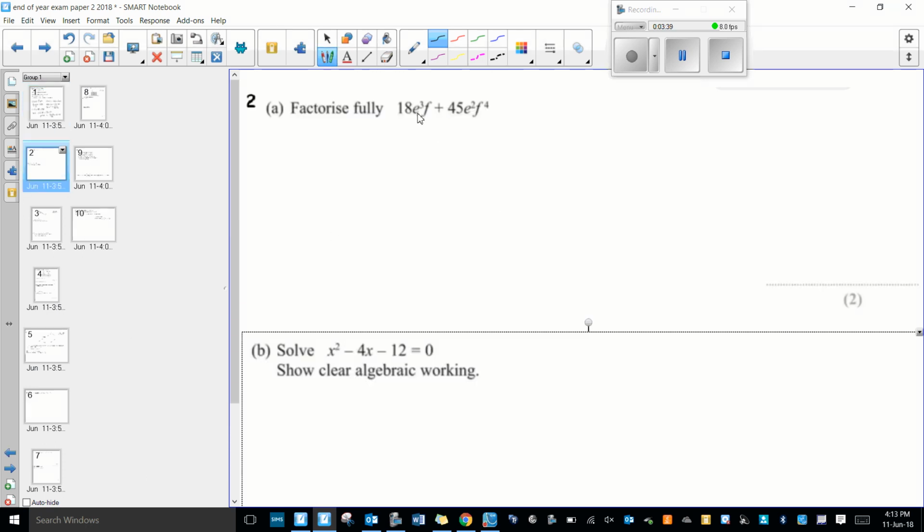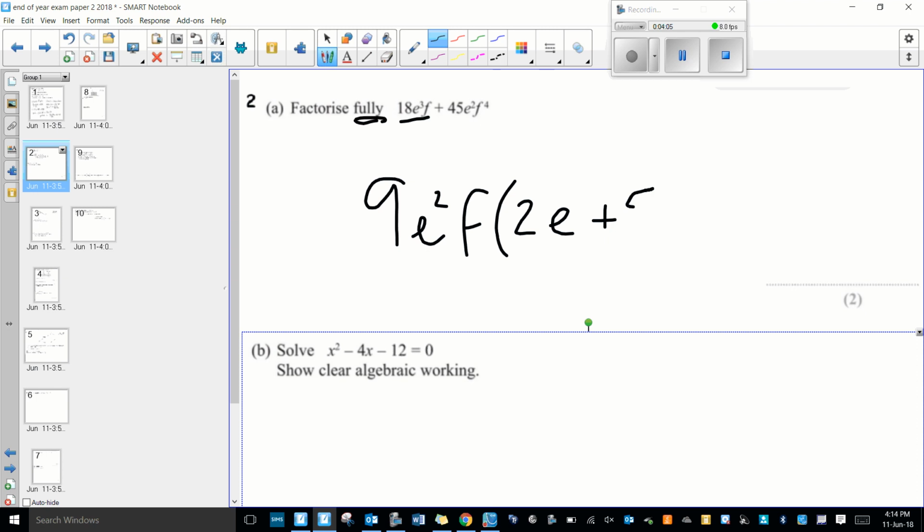All right, factorize fully. Okay, the important thing here is fully, so we're looking to see the biggest number that goes into both 18 and 45, and that would be 9. We need to know the biggest number of e's, so that would be e squared, and f is the maximum there. So if we divide this term by that, we get 2e, and this one we're going to have 5f cubed.